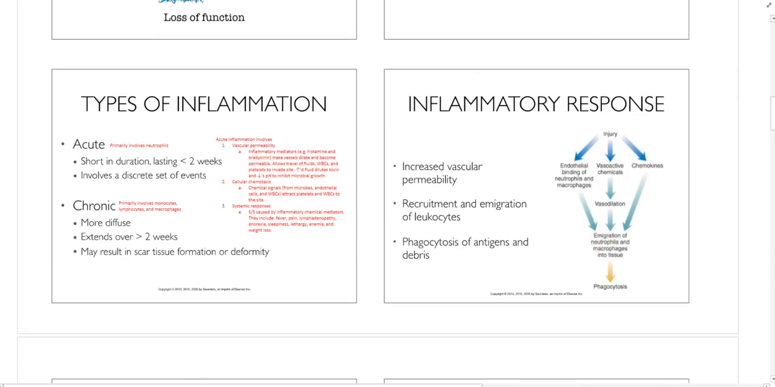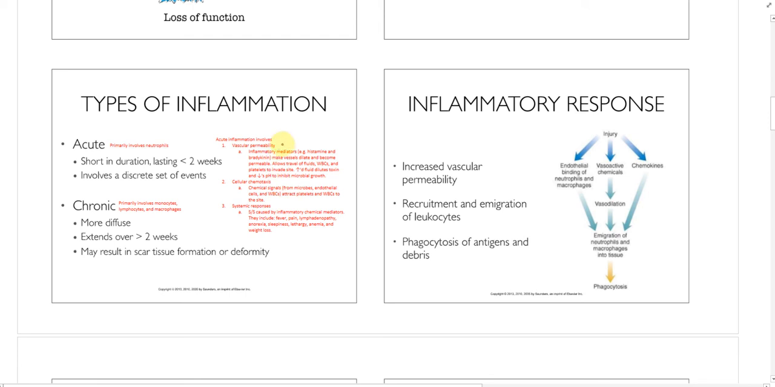When it comes to inflammation, there are two types. There is acute and there is chronic. Acute is going to primarily involve neutrophils, whereas chronic is going to primarily involve monocytes, lymphocytes, and macrophages. As you can imagine, acute is short in duration, typically less than 2 weeks, and it involves a discrete set of events, including vascular permeability, cellular chemotaxis, and systemic responses.